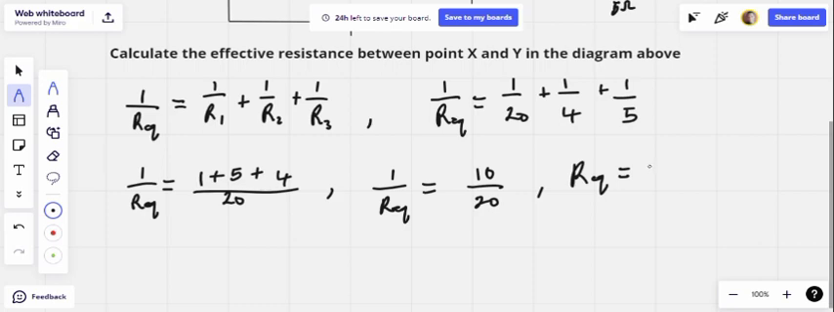equivalent will now be equal to what? 20 over 10. Of course, 10 will cancel itself once and cancel 20 two times. So therefore, the effective resistance will be equal to 2 ohms. So it's as simple as that.